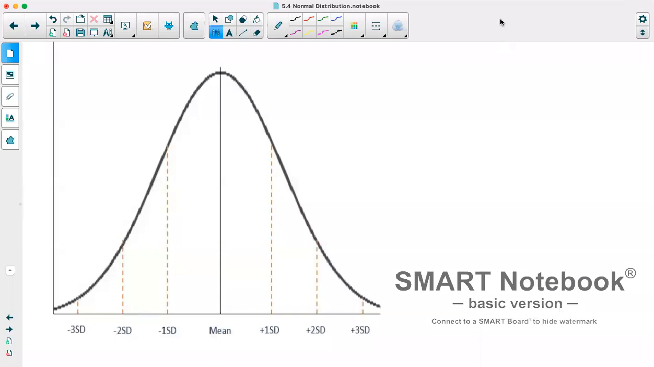Now we can utilize the 68, 95, 99.7 rule to figure out how much data is in each one of these sections. So we know that there's 68% here. Now that's being split into 2 separate sections. So what we can do is go 68, divide by 2, and that gives us 34%, which is how much is in each of these sections.